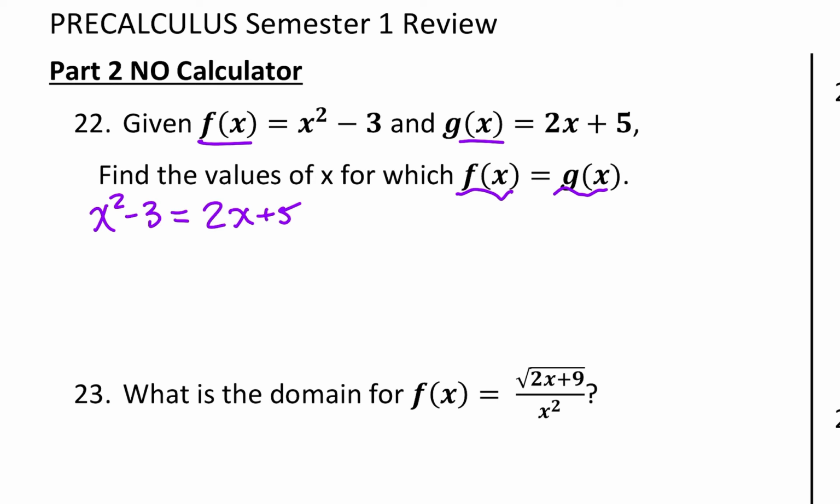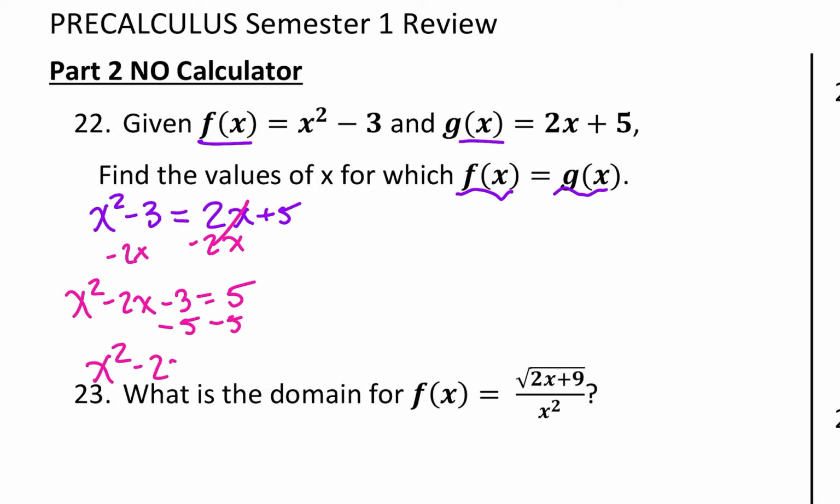Well, the first thing that jumps out to me is the fact that one of them has an x squared and one of them has an x. And they don't have any other like terms except the negative 3 and the 5. So I think I need to move everything over to the left side. So I'm going to subtract 2x here. I get x squared minus 2x minus 3. These cancel. Equals a 5. And I'll also go ahead and move this 5 over and subtract it. So overall, I end up with x squared minus 2x minus 8 equals 0.